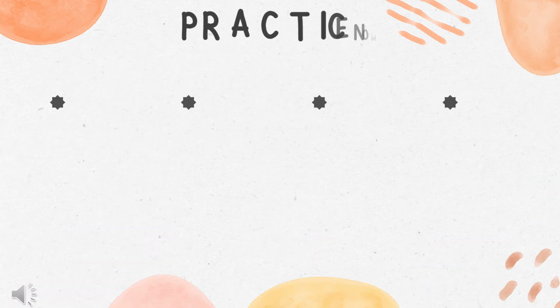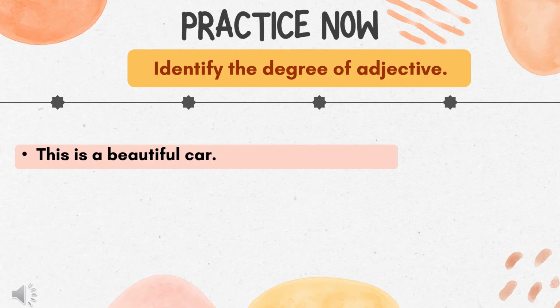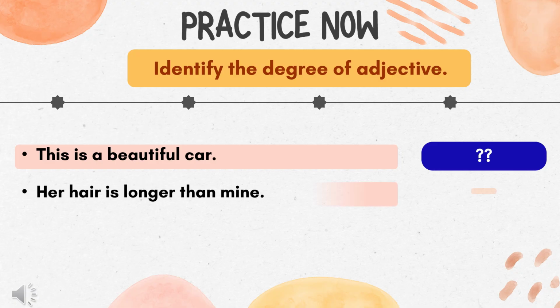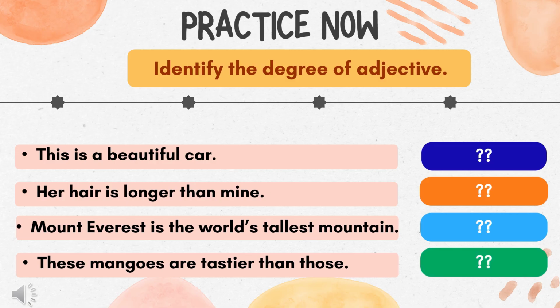Let's practice. Identify the degree of adjective in each sentence. First, this is a beautiful car. What degree is that? Next, her hair is longer than mine. Is this comparative or superlative? Third, Mount Everest is the world's tallest mountain. Which degree shows the highest level? Finally, these mangoes are tastier than those. What kind of comparison is this? Think about your answers.